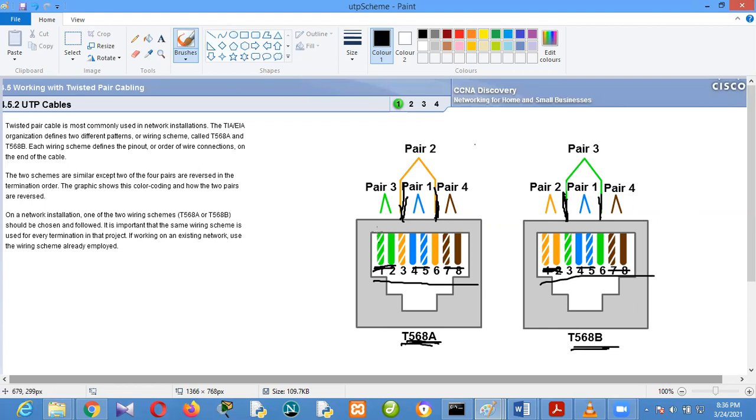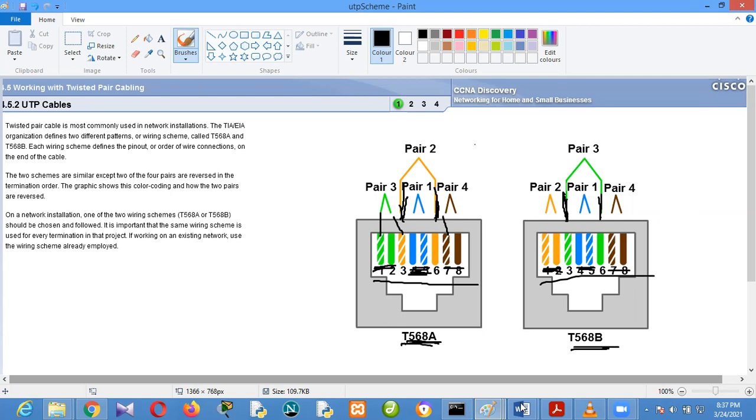Also be mindful that you always start with the stripe. But in blue, you start with the solid color first. This one is still stripe first. It's only in blue that you start with the solid color before the stripe.